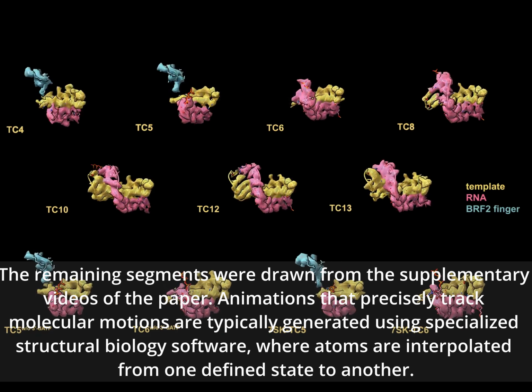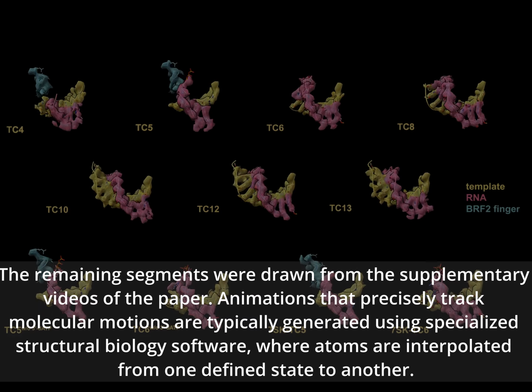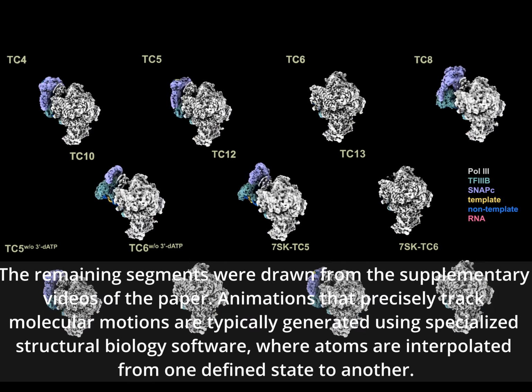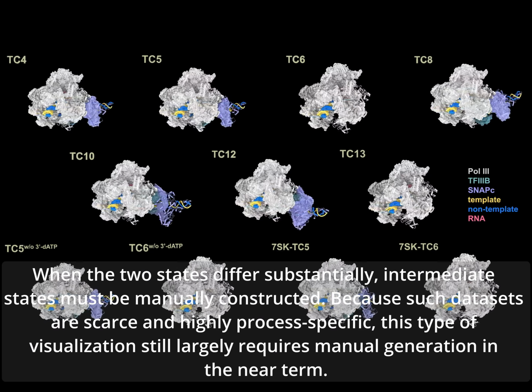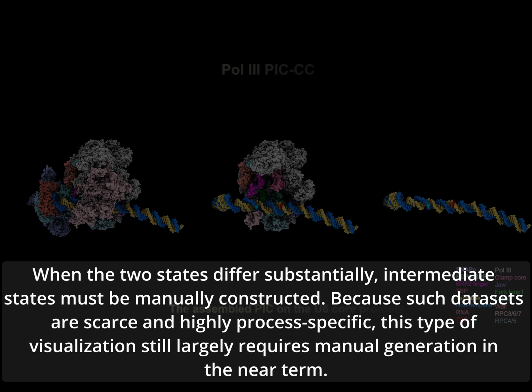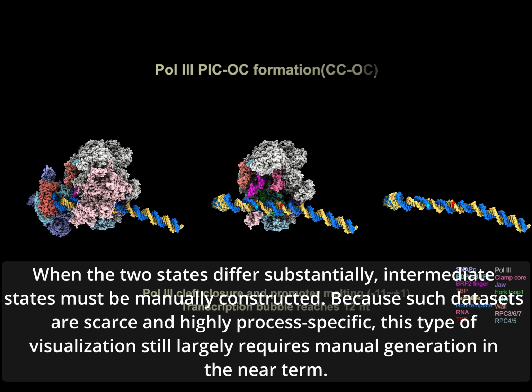Animations that precisely track molecular motions are typically generated using specialized structural biology software, where atoms are interpolated from one defined state to another. When the two states differ substantially, intermediate states must be manually constructed. Because such datasets are scarce and highly process-specific, this type of visualization still largely requires manual generation in the near term.